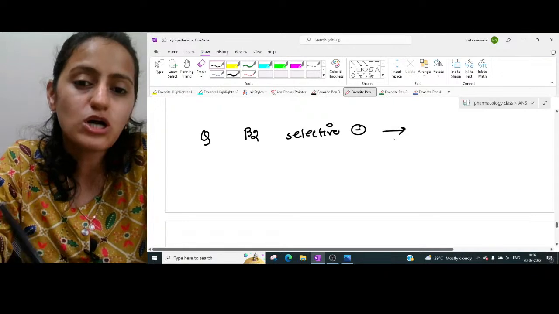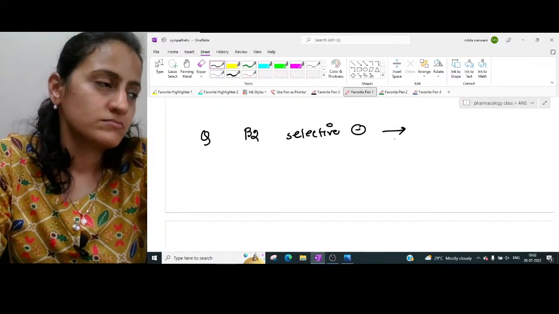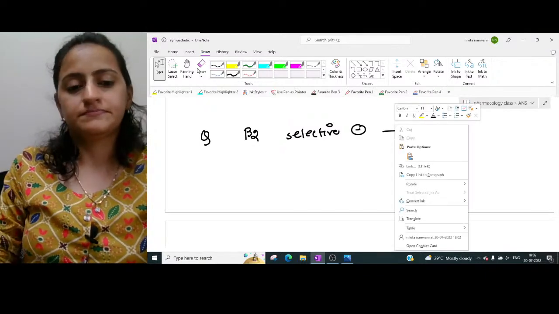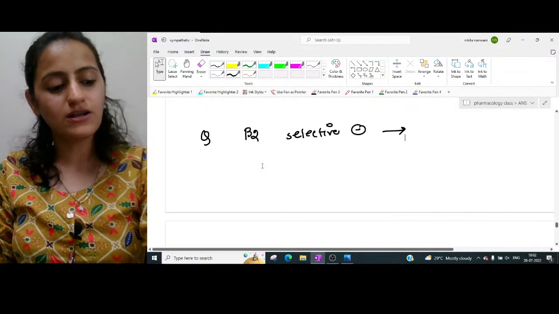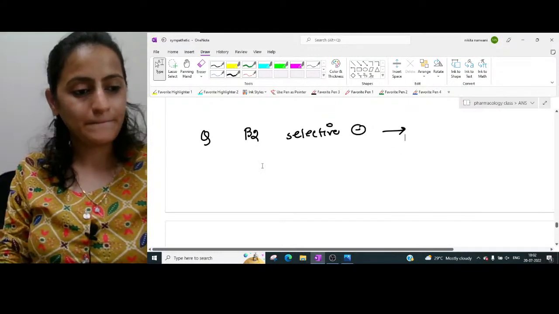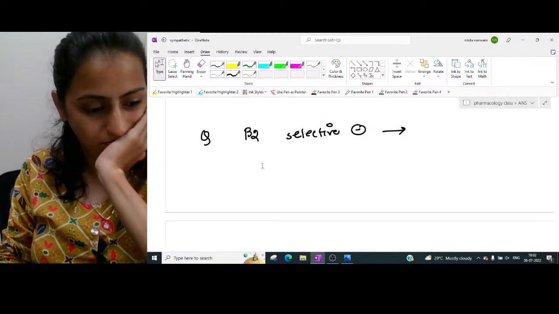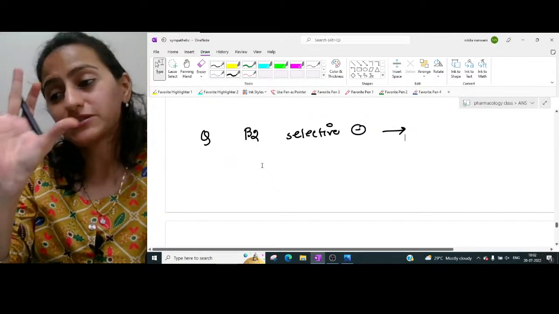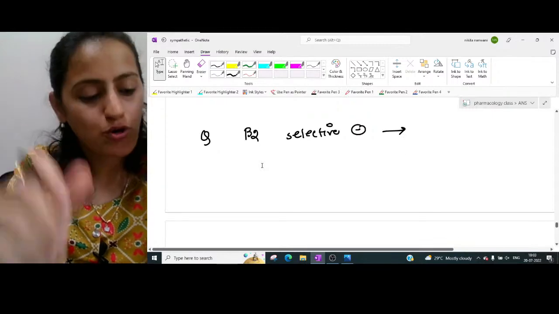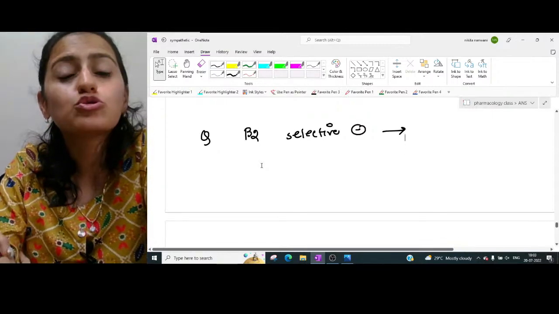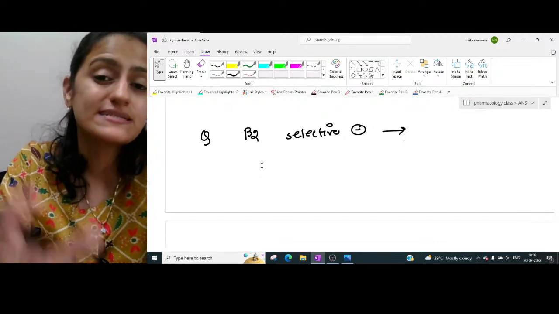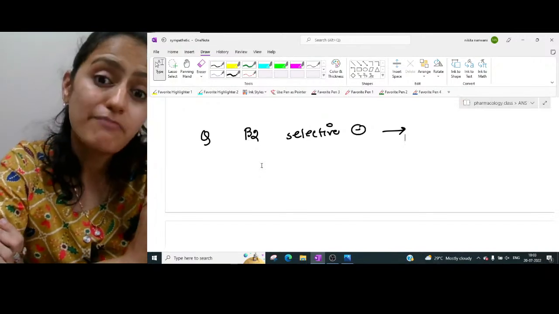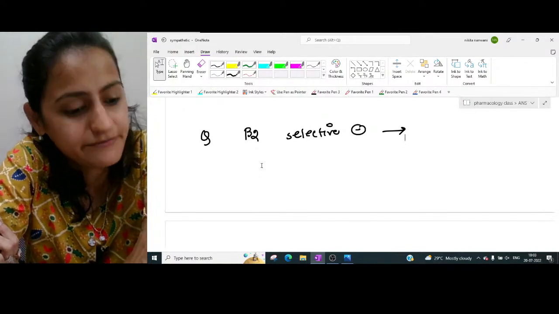Which is a beta 2 selective blocker? Is it albuterol? Is it salbutamol? Is it labetalol? Dobutamine, remember where it is used? Cardiogenic shock. So it is stimulating the heart. It is beta 1 agonist. Which is beta 2 selective blocker? Celiprolol we said is beta 1 selective blocker with beta 2 agonist action. Metoprolol is beta 1 selective, cardio selective, right?